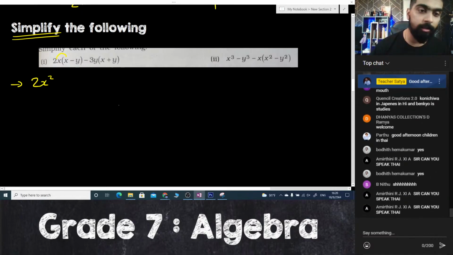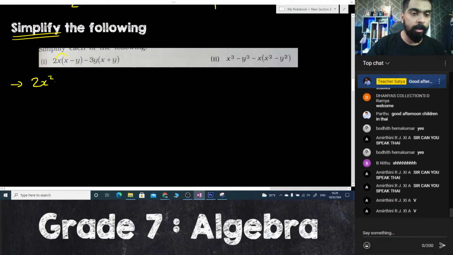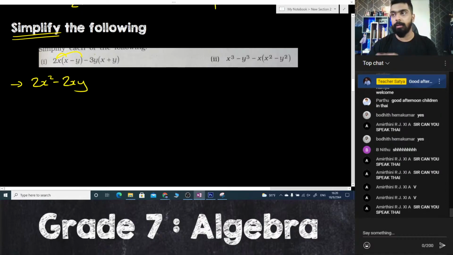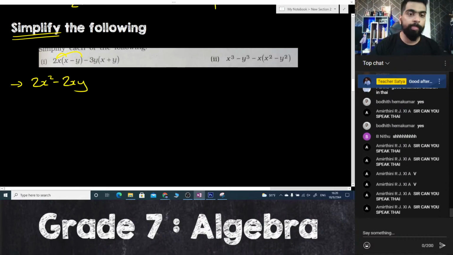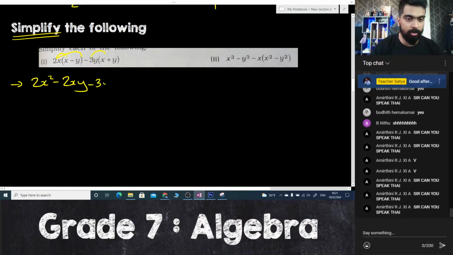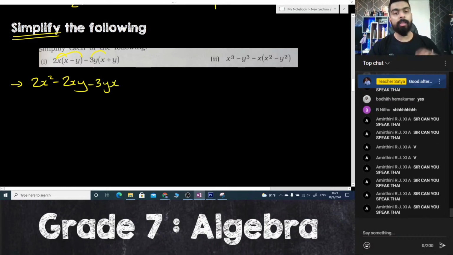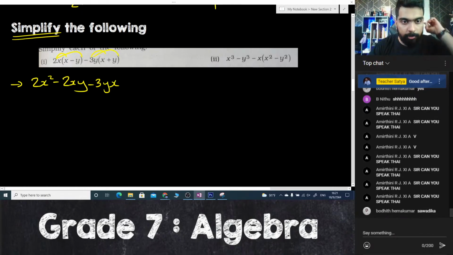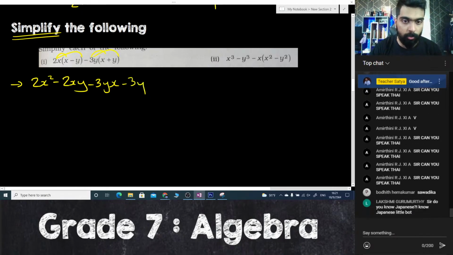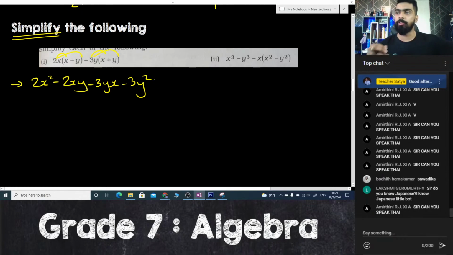All right, let's get to it, guys. So 2x squared minus, with 2x multiplied with y, is going to give us 2xy. Now we are going to do the same thing with the second bracket. So minus 3y times x is going to give us minus 3yx. And then minus 3y times y is going to give us minus 3y squared.